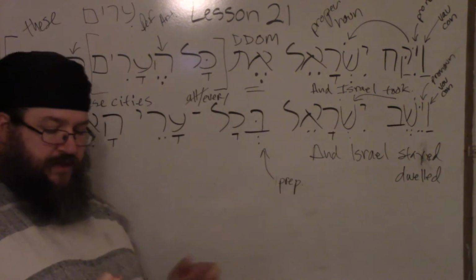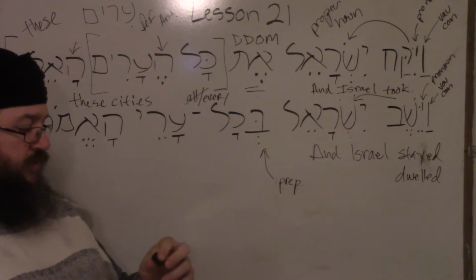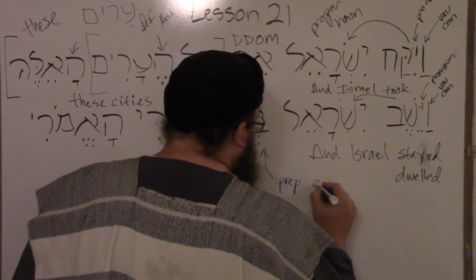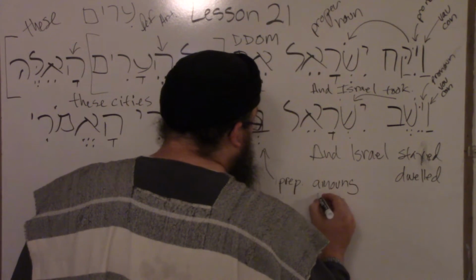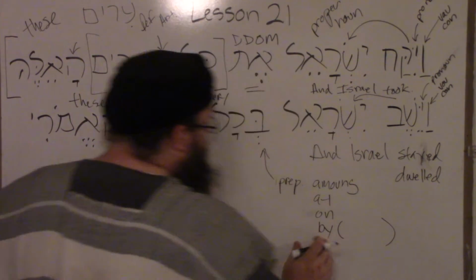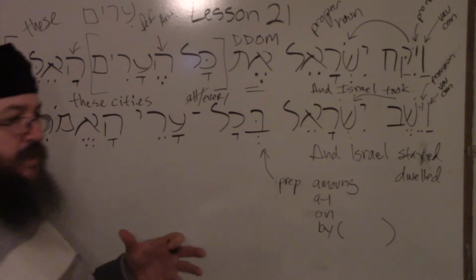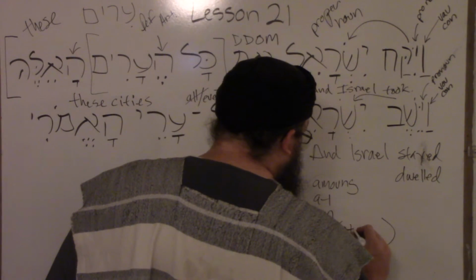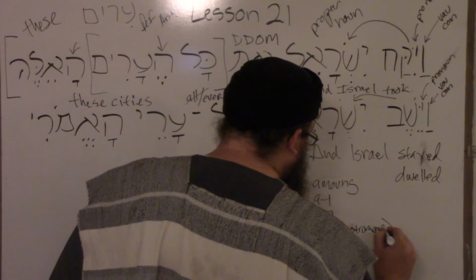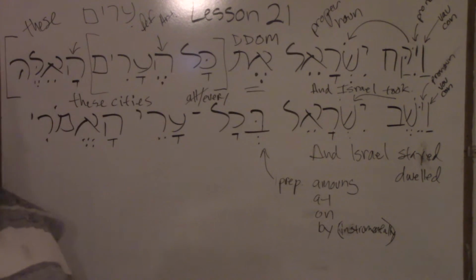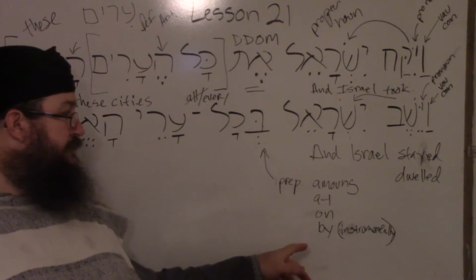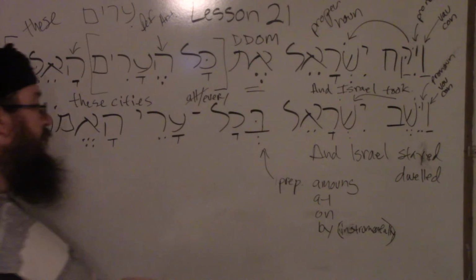What does bechol mean? Okay, because if you do have to fight through because you're trying to remember some things, just go through all the possible prepositions, okay? It can mean among, it can mean at, it can mean on, it can be by. By the way, if you ever see this as by, it's always instrumentally, okay? So instrumental always means that, like, he hit him with the sword, by and with, they're going to be the instrumental concept, okay?